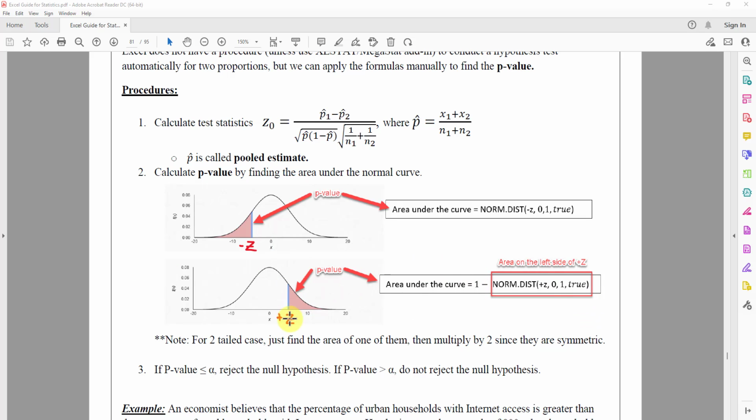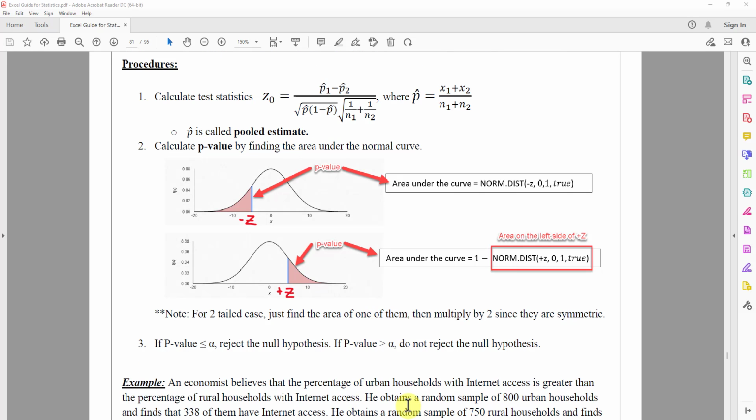And then to find the right area, we simply find the left area of positive z, and then take 1 and subtract that to get the right value. For the two-tailed case, we just find the area of one of them, and then we multiply by 2 because they are symmetric. And if the p-value is less than or equal to alpha, we reject the null hypothesis. If not, when the p-value is greater than alpha, we do not reject the null hypothesis.